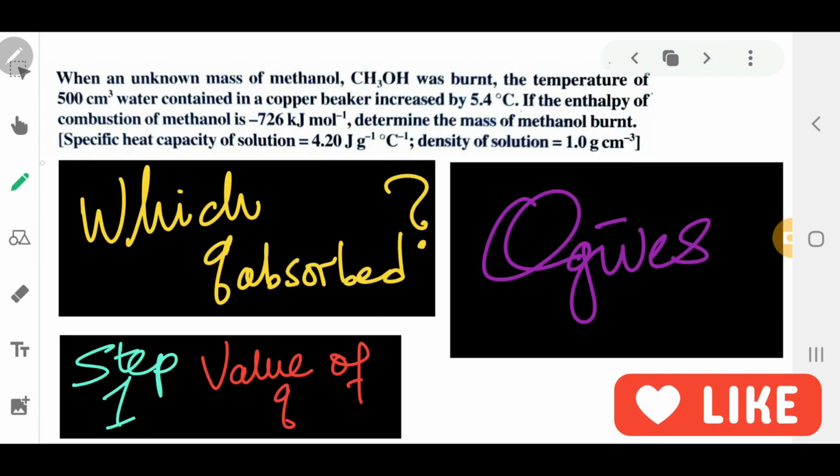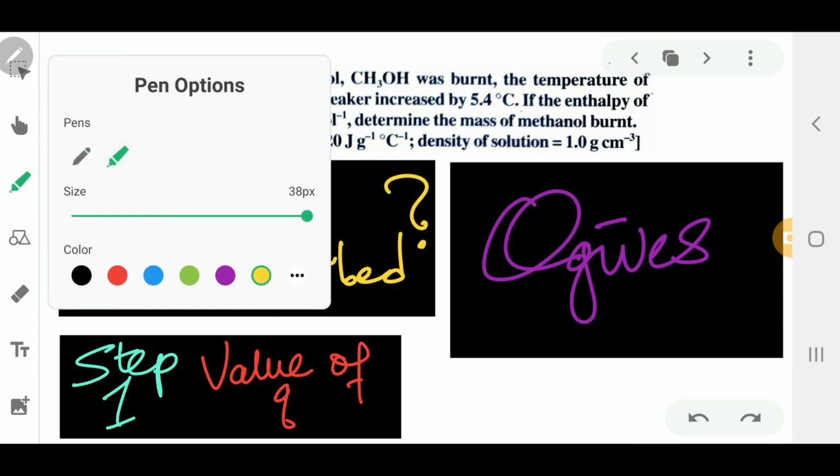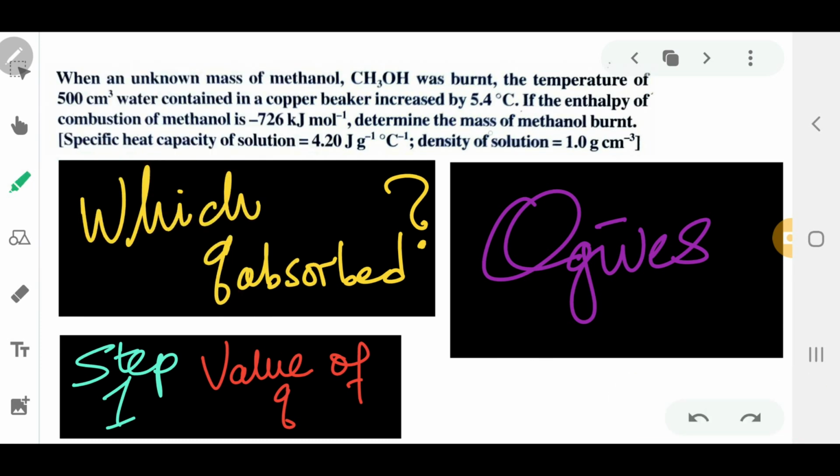Moving on to the second question. This question wants you to find out the mass of methanol being burned. So the question gives you the enthalpy of combustion equals negative 726 kilojoules per mole. And we need to find out what is the mass of methanol being burned.